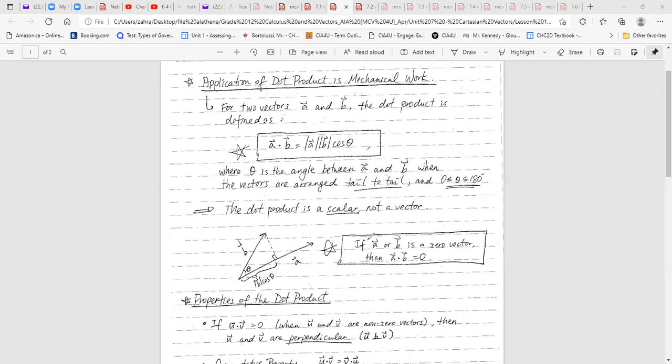So if A or B is a zero vector, the magnitude of the zero vector is zero, so the dot product will be zero. Or if the angle between these two vectors is 90 degrees, the cosine of 90 degrees is zero. So there are three cases: when A is zero, A dot B is zero; when B is zero, A dot B is zero; or when A and B are perpendicular to each other.